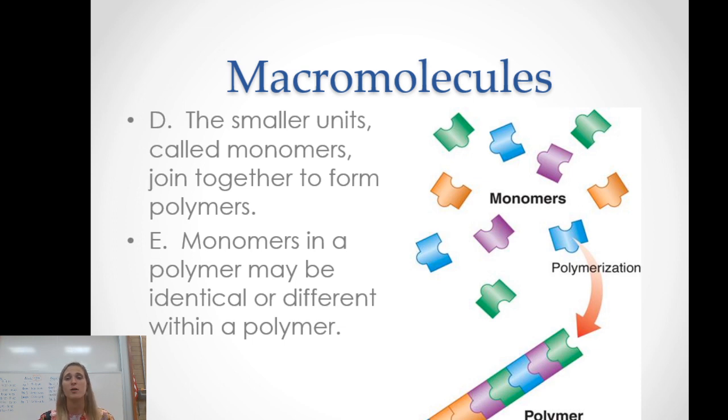And monomers in a polymer can be identical or different. Okay, you can have different types of monomers clicking together to make a polymer, or you can have ones that are identical.